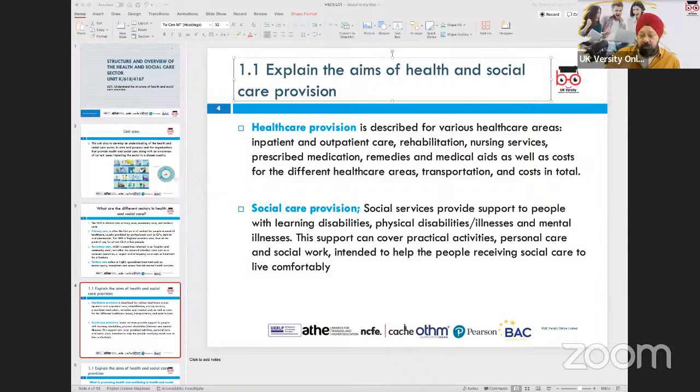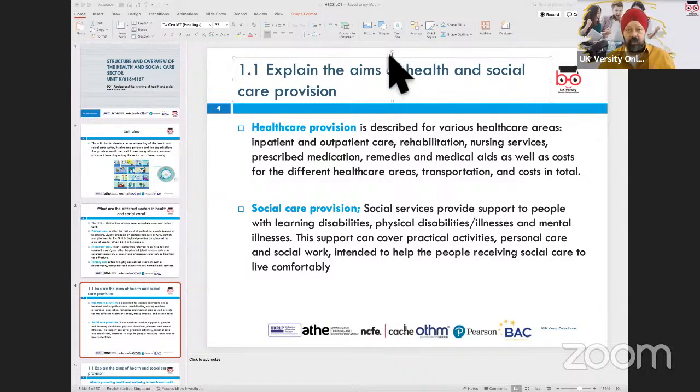So the support that could be provided by social workers, the local council, the social care provisions unit in that area, would cover practical activities, which could involve walking activities, physiotherapy sessions, and personal care. People receiving that kind of care from workers from the social care unit in that area would be classed as receiving what are called social care provision services.